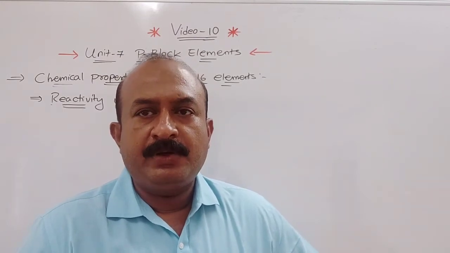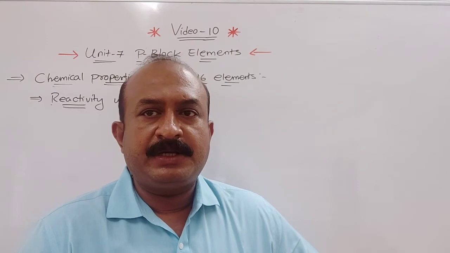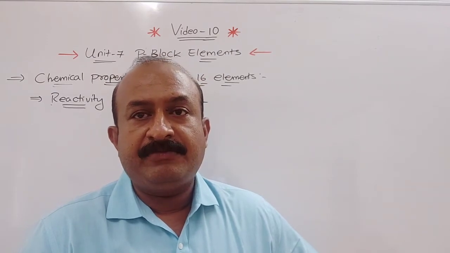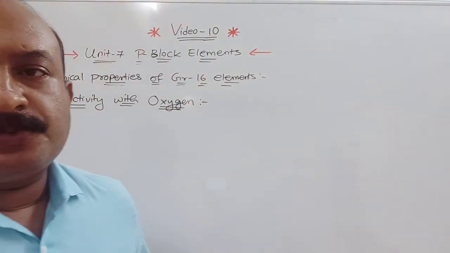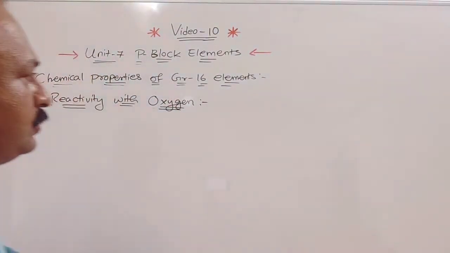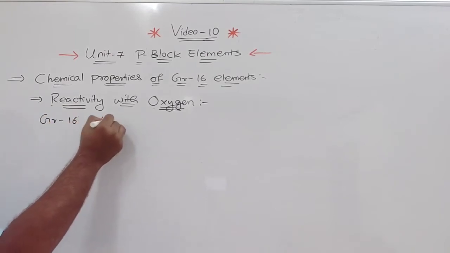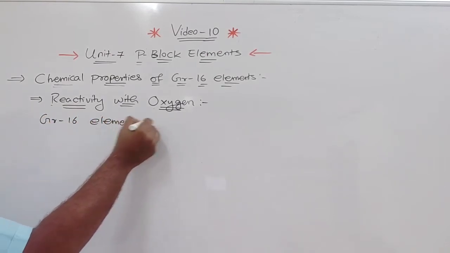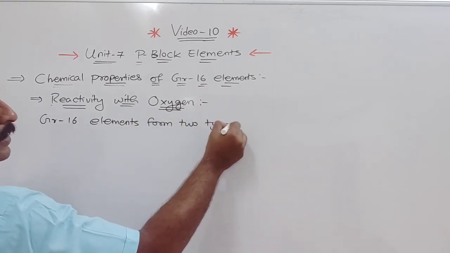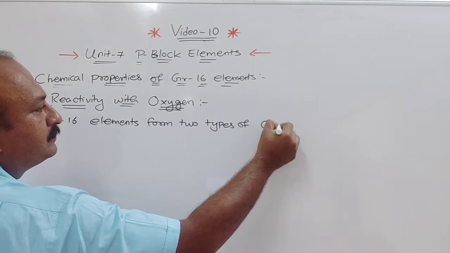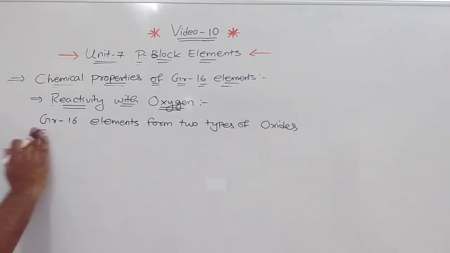Today in video 10 we are going to discuss the chemical property which was left out, that is reactivity with oxygen. Group 16 elements form two types of oxide. Now, which are the two types?